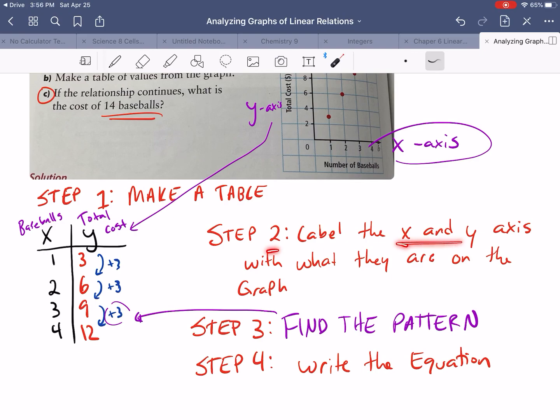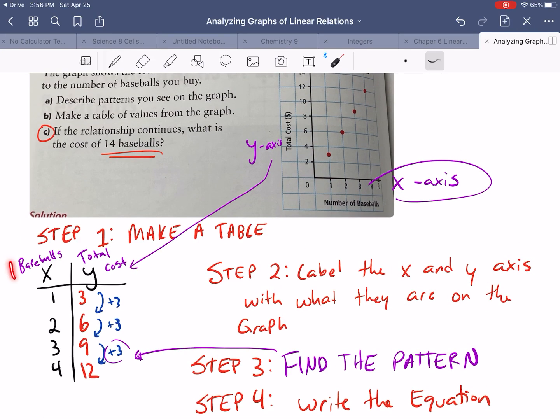Step 2 is label the x-axis with what they are on the graph. So you'll notice in purple here, I've done that. My x here was number of baseballs. See that? So I wrote baseballs on the top. The second thing is that your y-axis was total cost. So I wrote that on top in purple of my y.